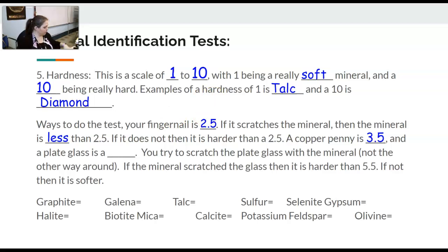And then a glass plate right here, that will be a 5.5. So if I can scratch it, and I do apologize, I can scratch it. There's little scratch marks from this. You can't really see it too well, but this one actually does scratch. All right, so looking at your reference table right along the side, it does tell you the hardness.